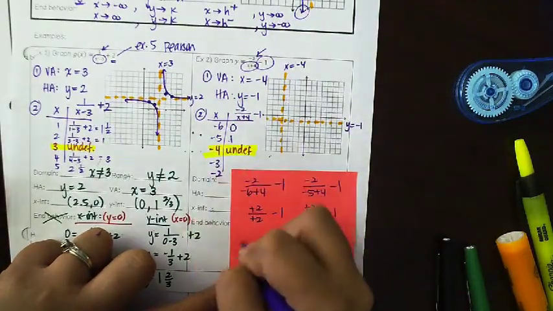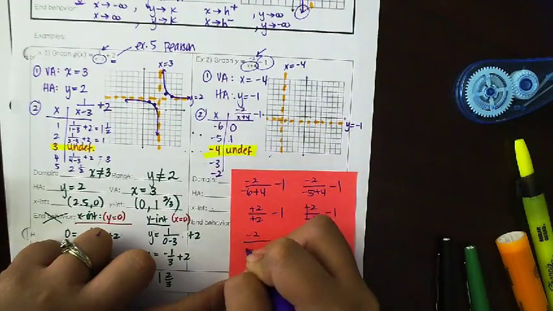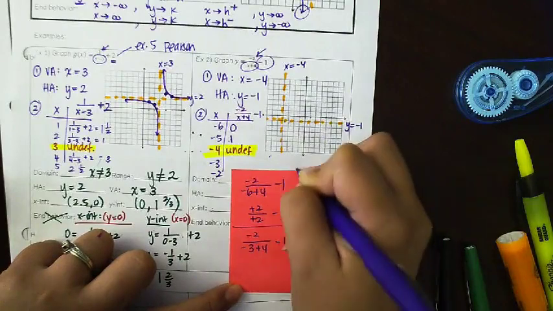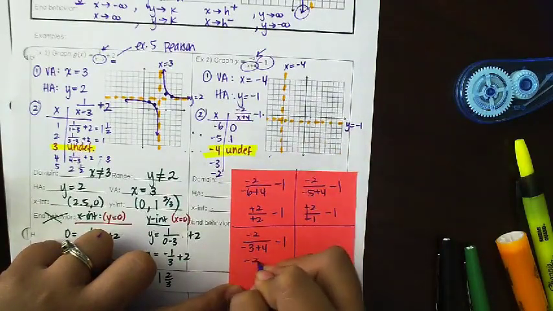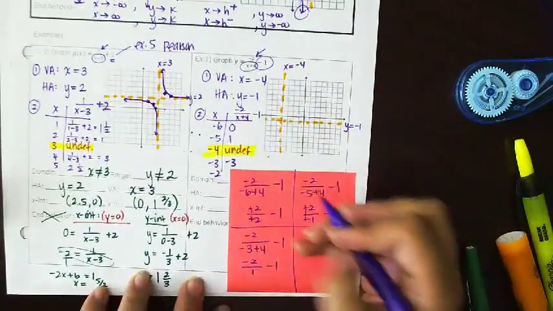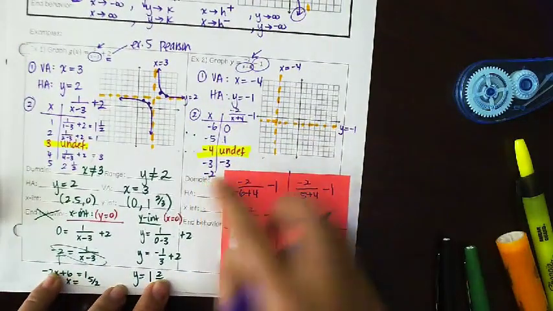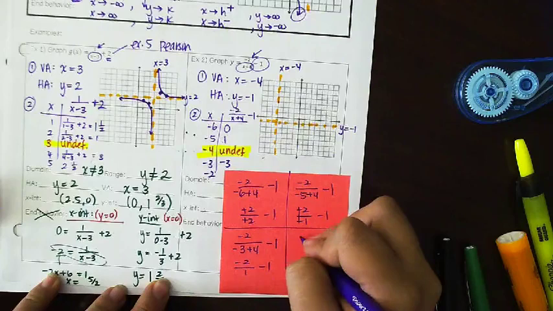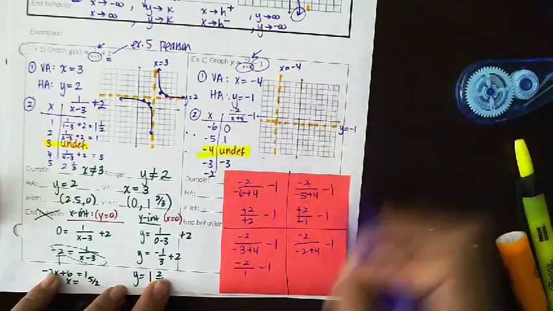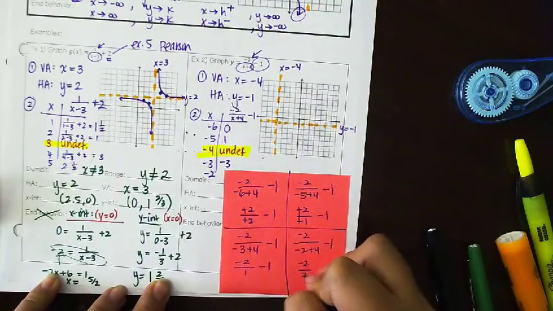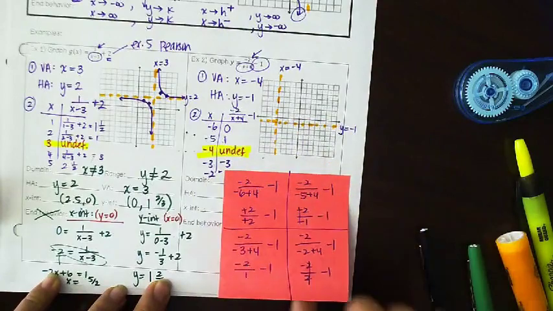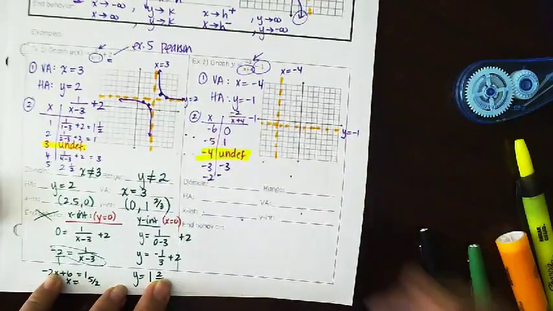The next one is -3. So -2 over -3 plus 4 minus 1. And this happens to be -2 over 1 minus 1, which is -3. And then the last one, which will be plugging in -2. So remember, -2 plus 4 minus 1. Again, I'm using the original function. That's -2 over 2, which is -2. Because -1 minus 1 is -2.